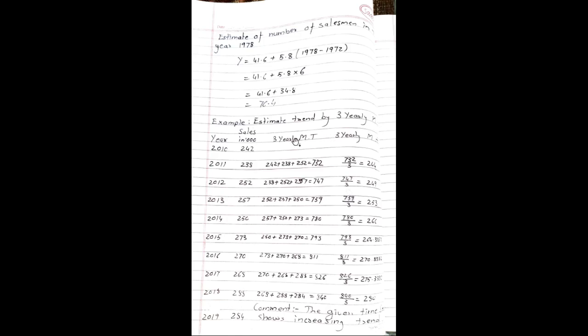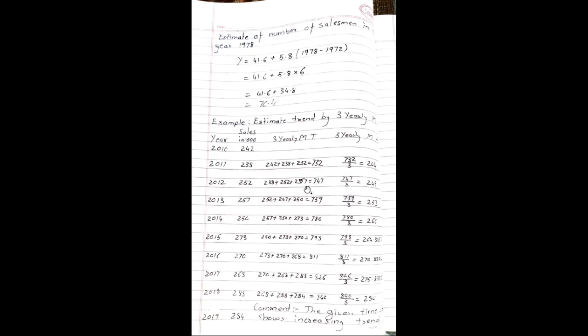So the next column which we are writing is 3 yearly moving total, and next column is 3 yearly moving average. So take first three values 242 plus 238 plus 252, and we will write the total in front of the middle value. The total is 732. Divided by 3 will give you the moving average. The value is 244.